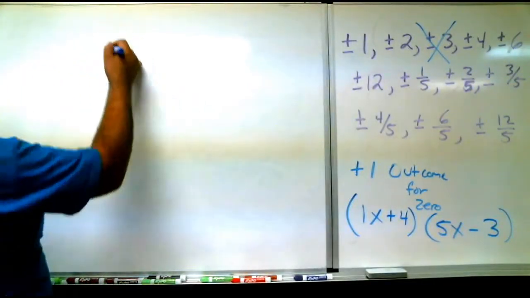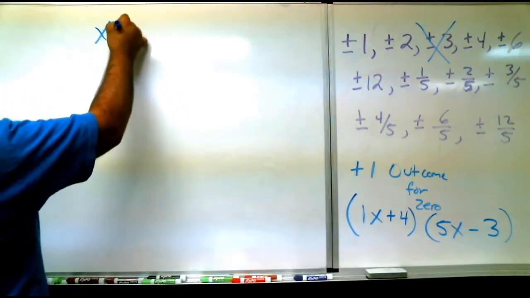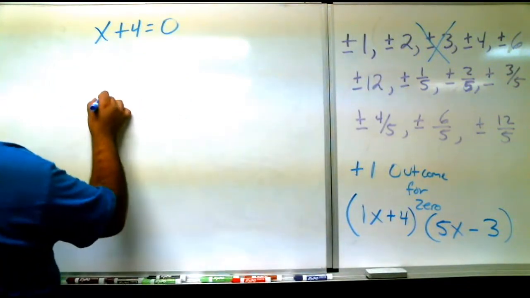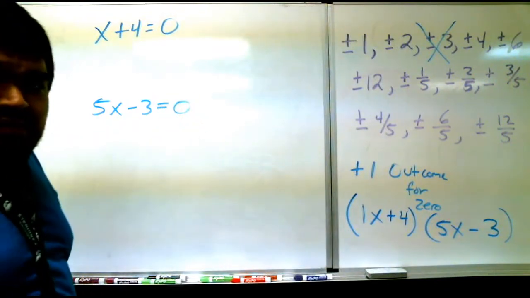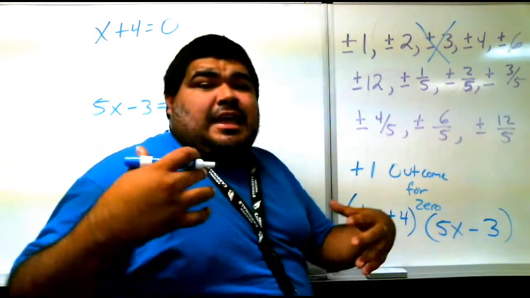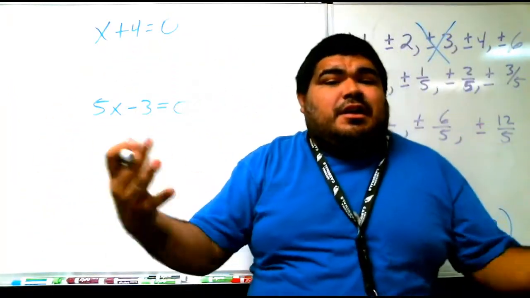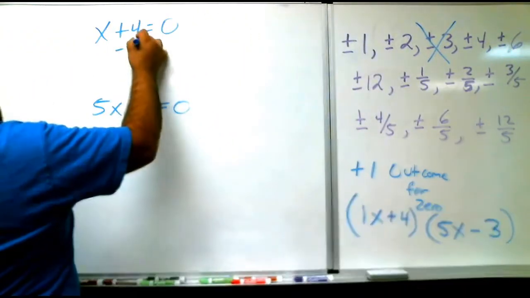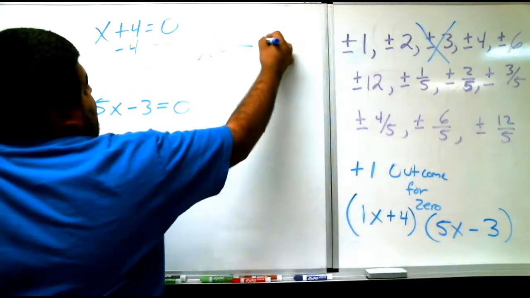we have x plus 4. I'm not going to put the 1 because we really don't need the 1. x plus 4 equals 0. Also, 5x minus 3 equals 0. We're solving for x. So we have x plus 4 equals 0. If we're trying to move the 4 to the other side, it becomes the opposite, right? Instead of positive 4, it becomes negative 4. So minus 4, minus 4. So x equals negative 4.